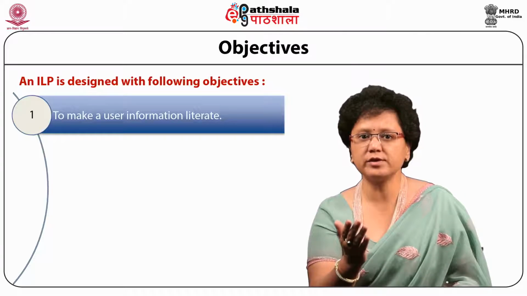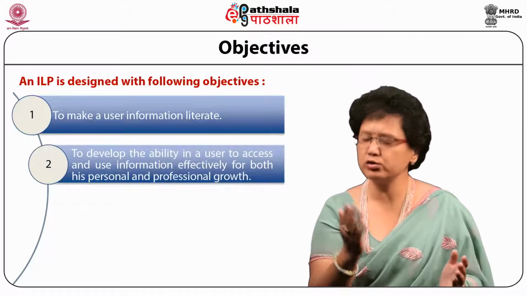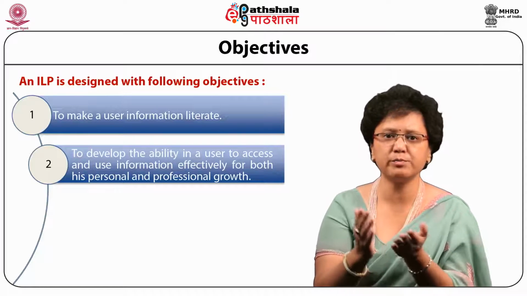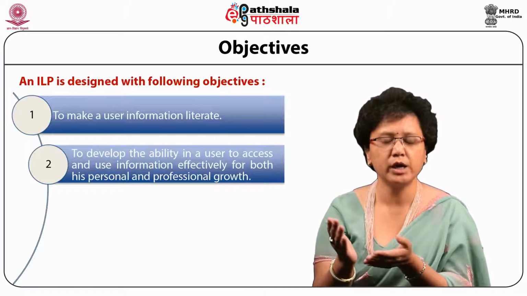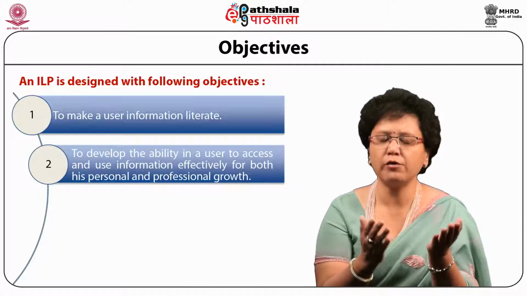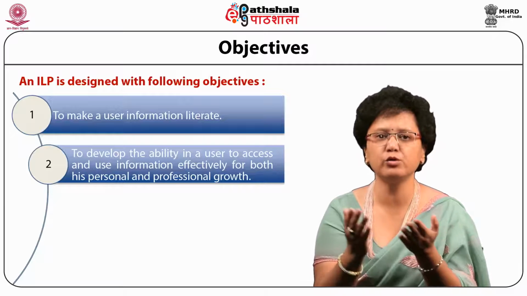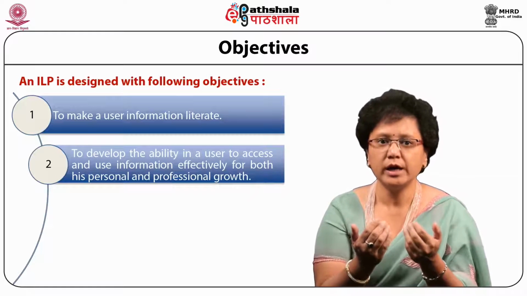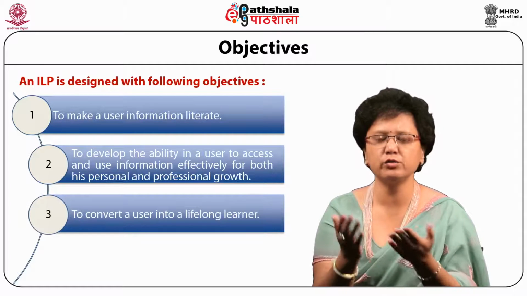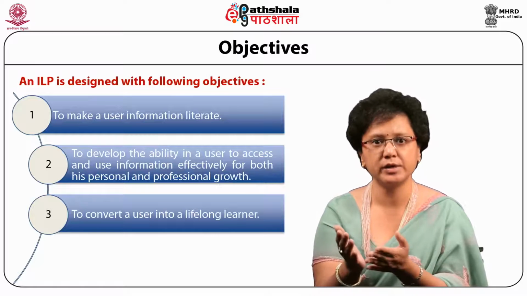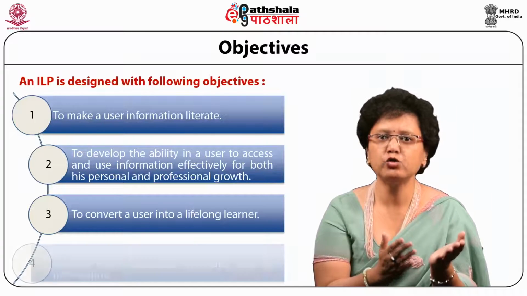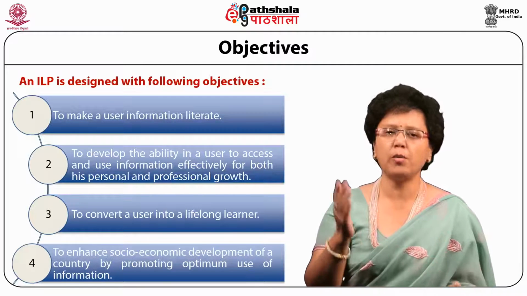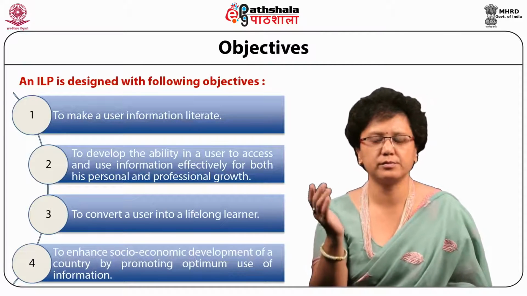Now, second objective is to develop the ability in a user to access and use information effectively for both his personal and professional growth. There is no use of having information literacy if we are not able to use it for our growth, personal or professional. Third objective is to convert a user into a lifelong learner. And fourthly, to enhance the socio-economic development of a country by promoting optimum use of information.